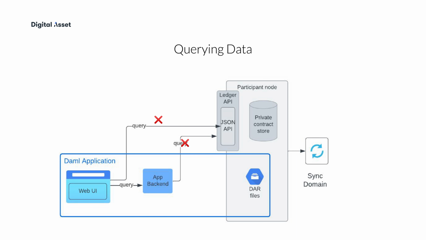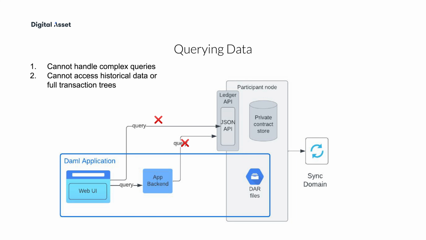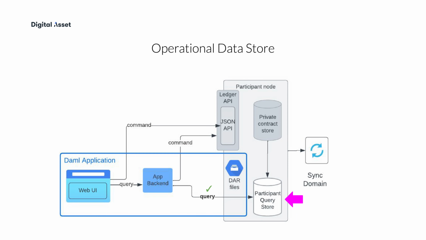However, submitting complex queries directly to the Ledger API can adversely affect the Daml application performance, and the reasons are, first, the JSON API used by Daml applications to access the ledger is not designed for high-performance complex queries, and second, it cannot access historical data and full transaction trees. The recommended approach is to use an operational data store, or ODS. Having an independent ODS that mirrors the ledger will allow efficient querying without negatively impacting the Daml application's performance.